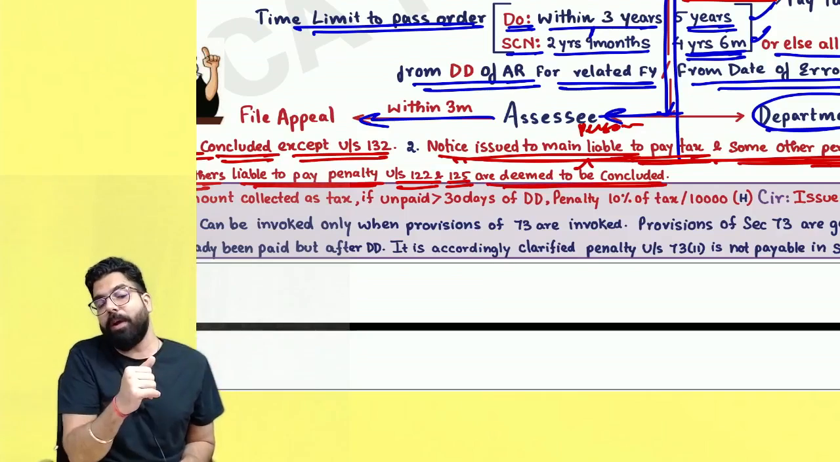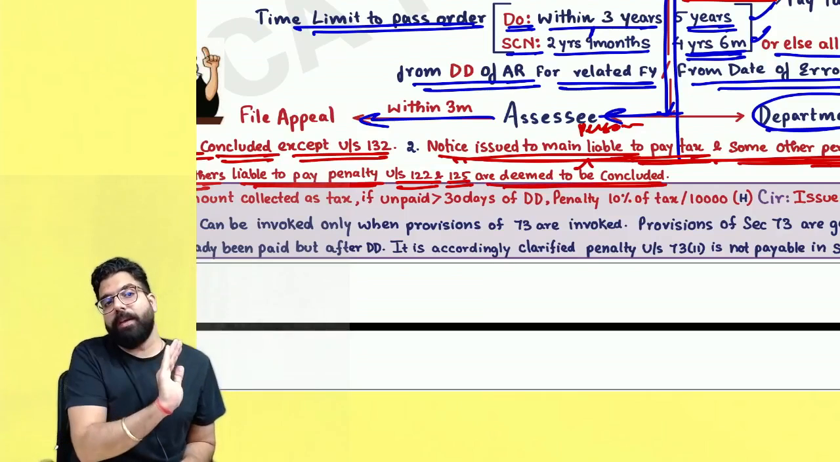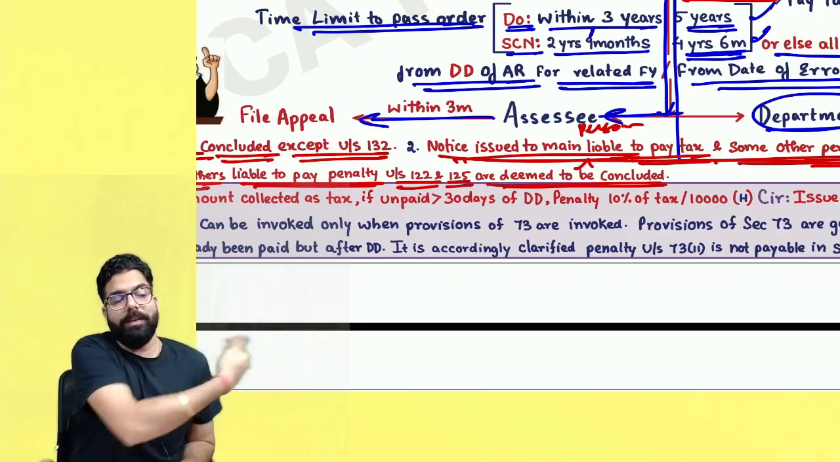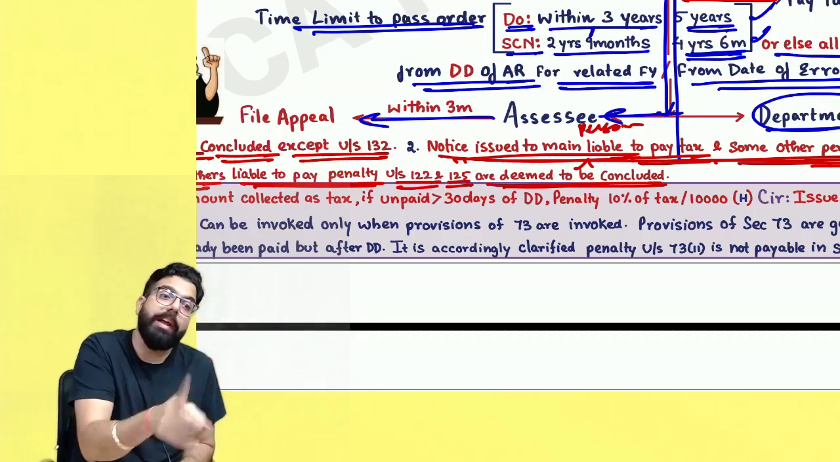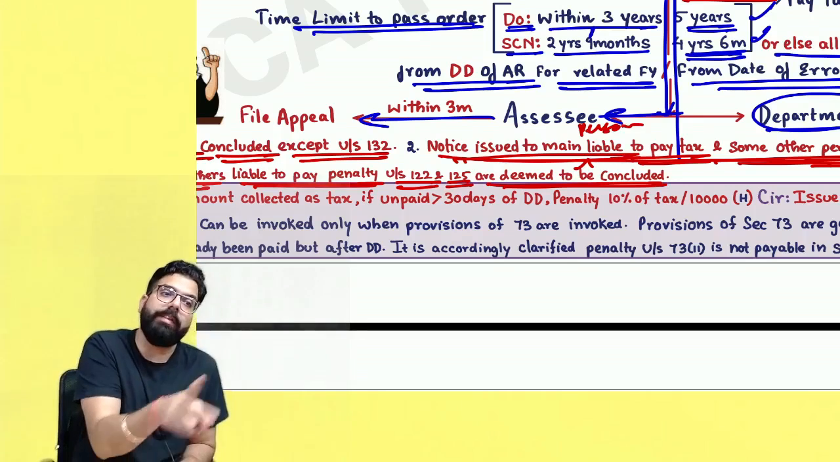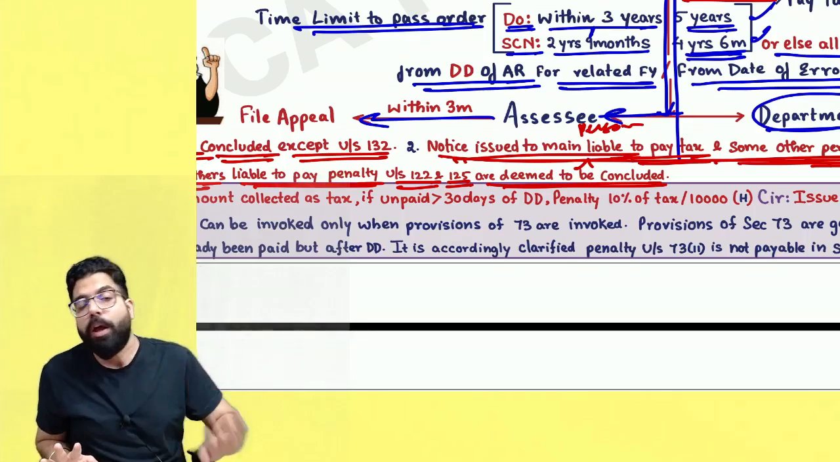Might be if you are coming under 132, might be proceedings under 132 have to be done against the people who are along with me. Then against them, proceedings only under 122 penalty proceedings and 125 proceedings are concluded, not under any other sections.